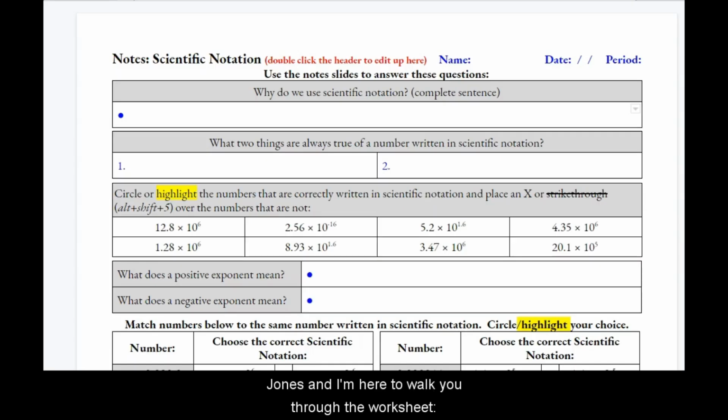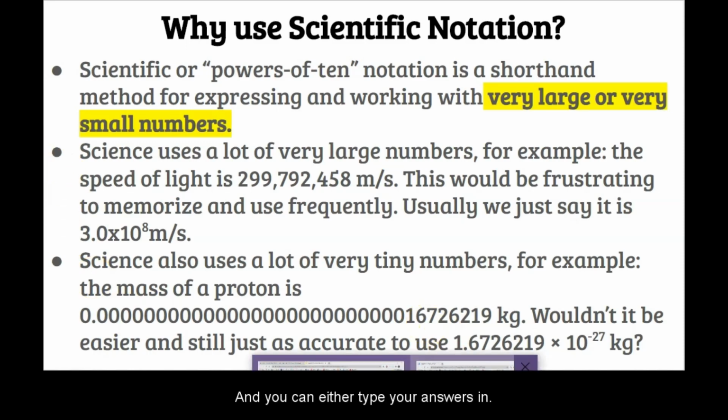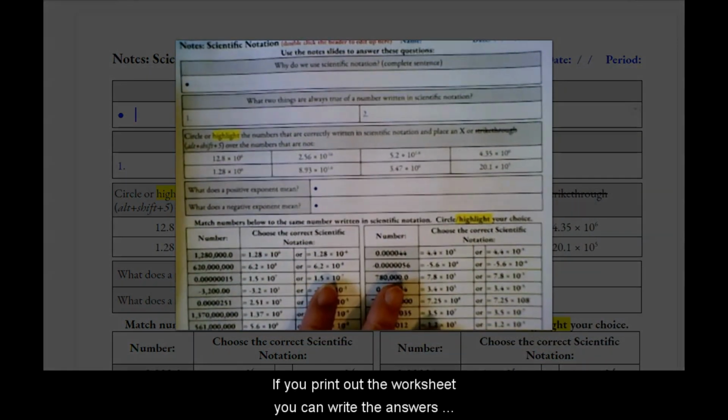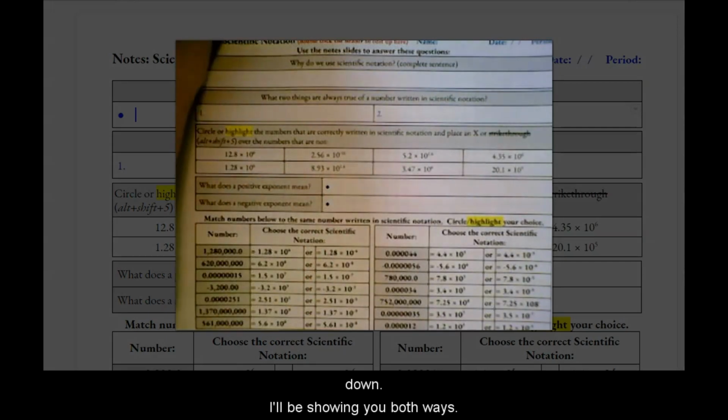Hi, I'm Miss Jones, and I'm here to walk you through the worksheet, Scientific Notation. We'll be using the notes while I use scientific notation, and you can either type your answers in, or if you print out the worksheet, you can write the answers down. I'll be showing you both ways.